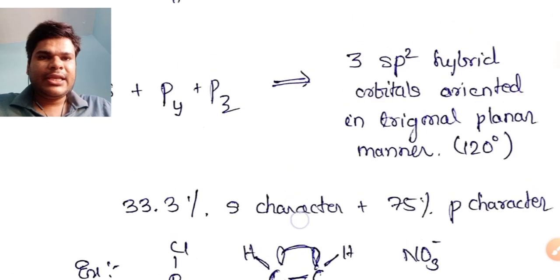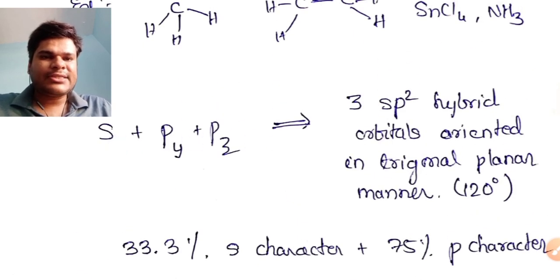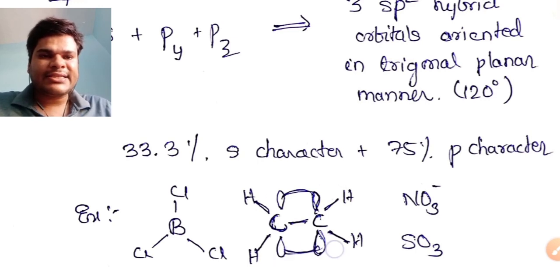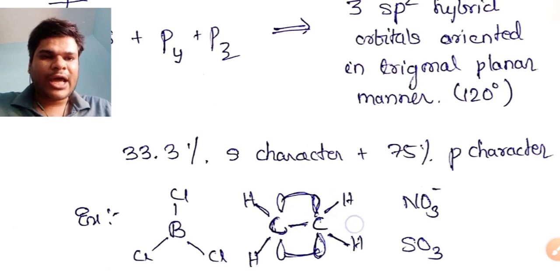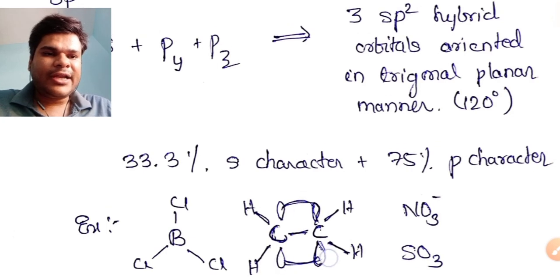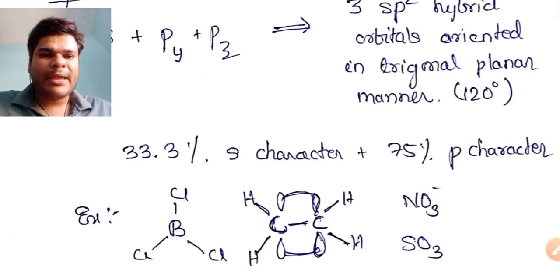Here, if you have taken s, py and pz, then px is not participating in hybridization, so it remains as it is, unhybridized. Similarly, on both carbon atoms one px orbital remains unhybridized, and they undergo sideways overlapping to form a pi bond, right.